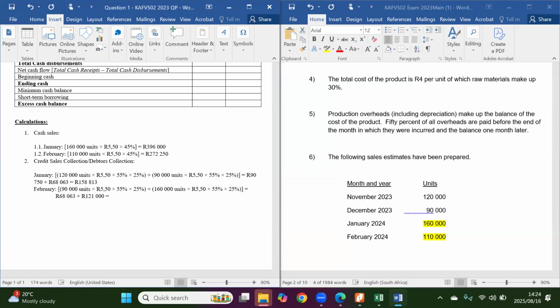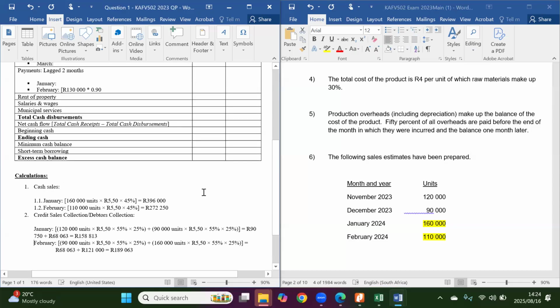And then you add those two amounts together. So 121,000 plus 68,063 would give us 189,063 rands. Right? So those are the calculations of credit sales collections, or the debtors collections, for the months of January and February.